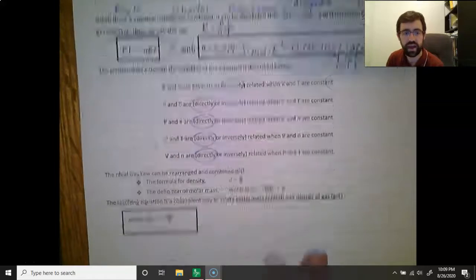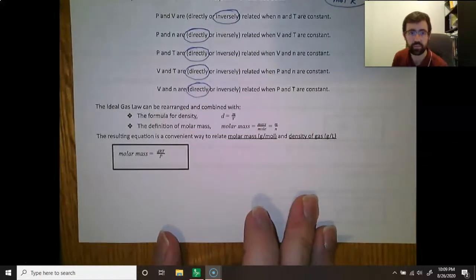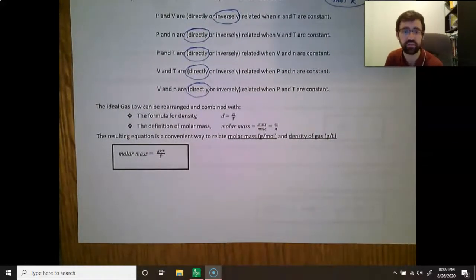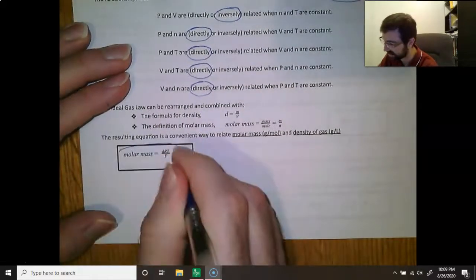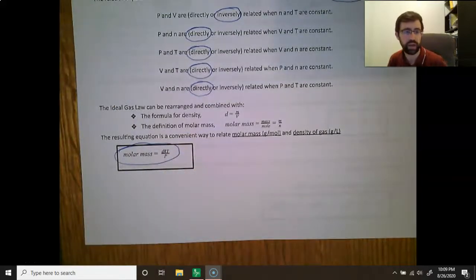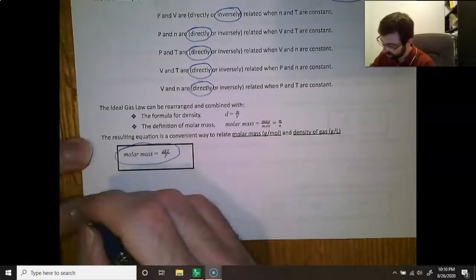All right. The ideal gas law can be rearranged and combined with the formula of density and the definition of molar mass to come up with this equation. Molar mass equals dRT over P. I would memorize this. You only use this if you're dealing with problems that involve molar mass and/or density of a gas. I want to derive this with you real quick though. Don't worry about it too much. You don't have to be able to do this on your own from scratch, but it's a good exercise to go through. So please stick with me. We're going to do this in steps.